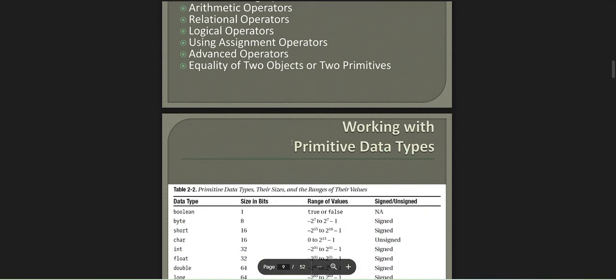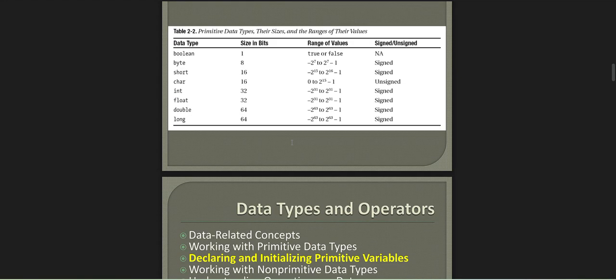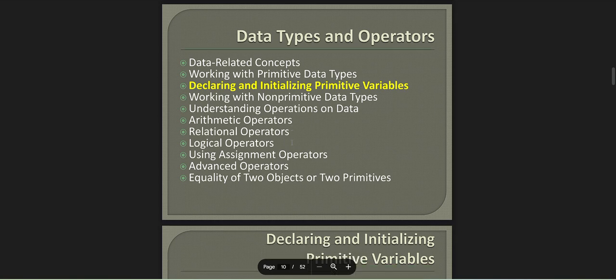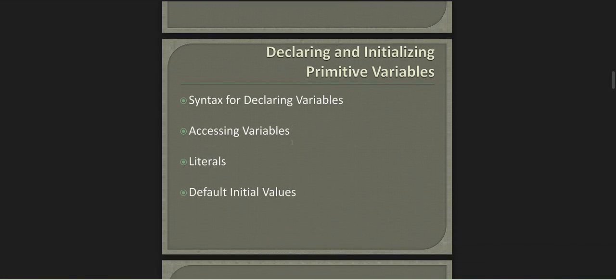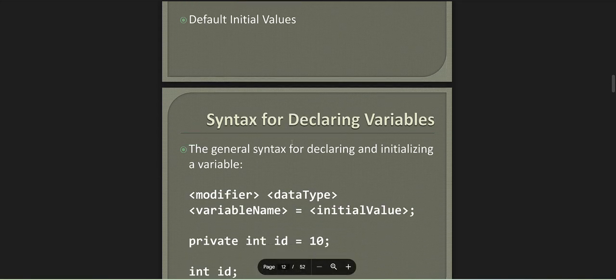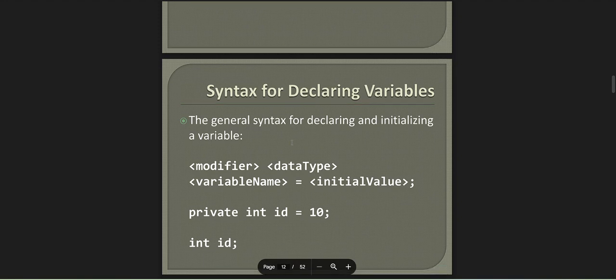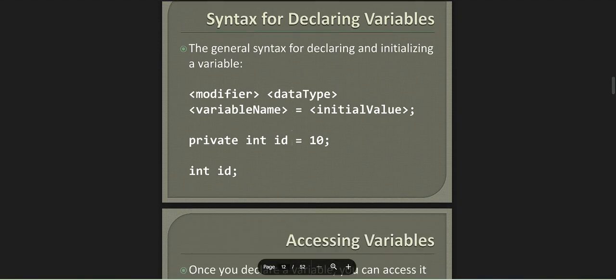Data types and operators: working with the primitive data types. Boolean 1 byte, byte 8, short 16, char 16, int 32, float 32, double 64, long 64. Declaring syntax: declaring the variable, accessing the variable, literals, default initial value. The general syntax for declaring and initializing a variable: modifier, data type, variable name, initial value, for example private int id = 10.